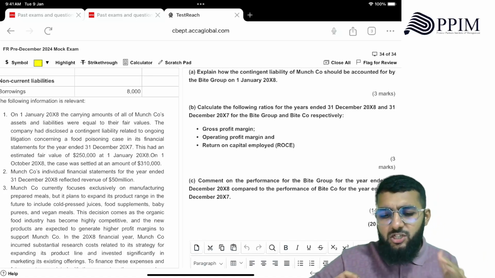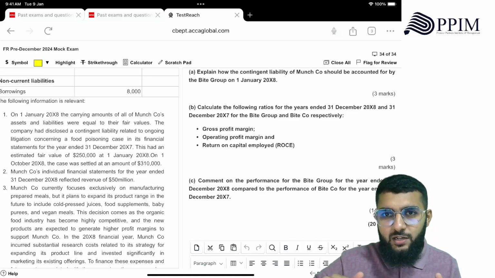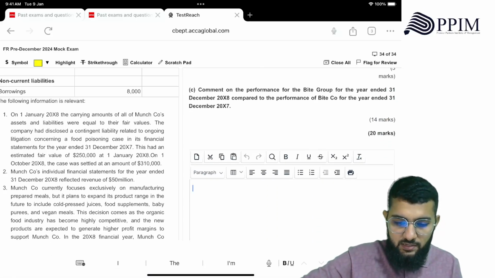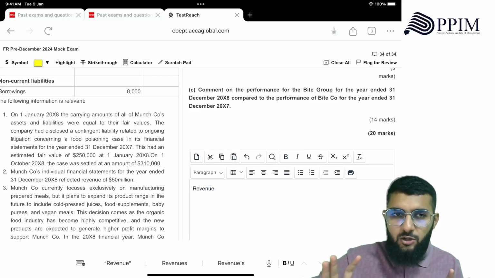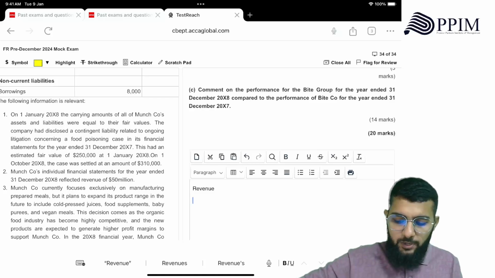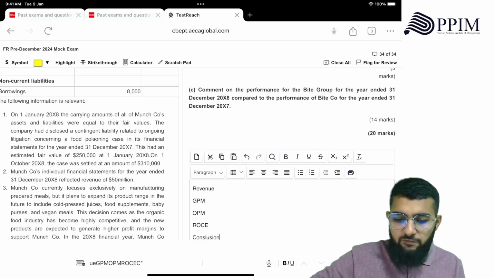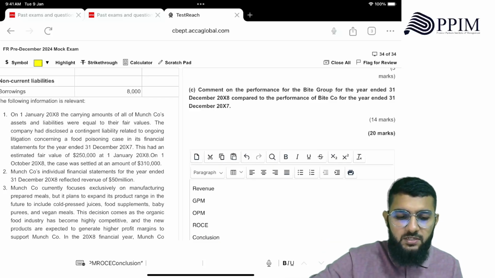Part B, GP margin, OP margin, ROCE calculations. You know the calculations, you calculate it properly. And when it comes to commenting on the performance, always comment on revenue. Okay, I'm concluding, I'm not taking too much time. So comment on the revenue, GP margin, OP margin, ROCE, give conclusion. And when you're doing this, you have to use all the information that is provided in the case scenario. When you are doing an interpretation, use all the information from the scenario, right?